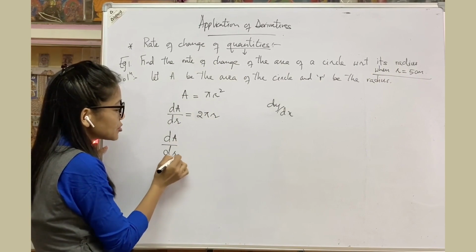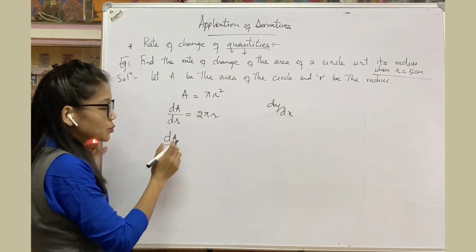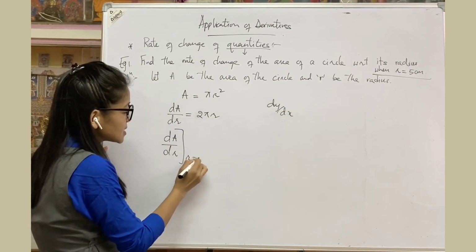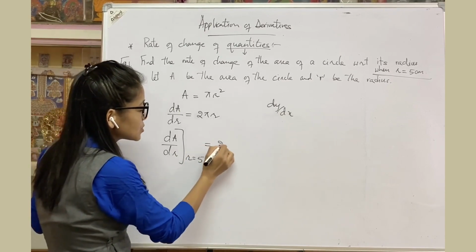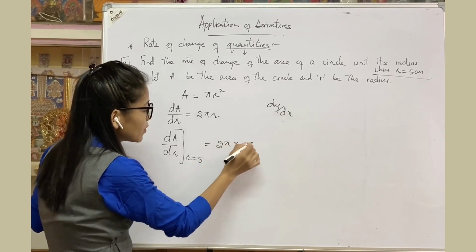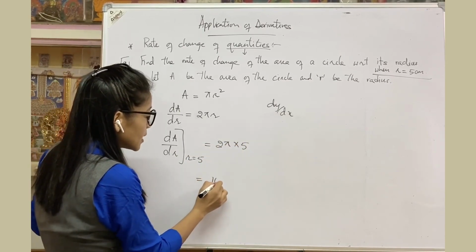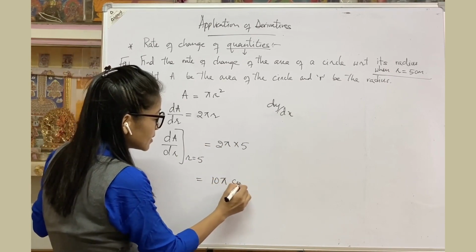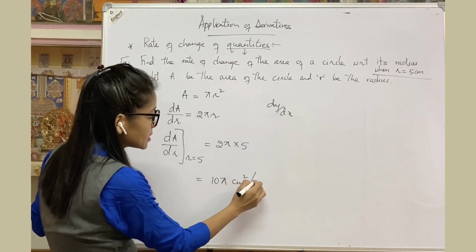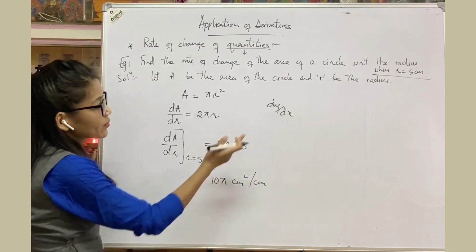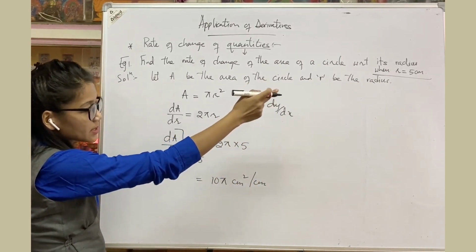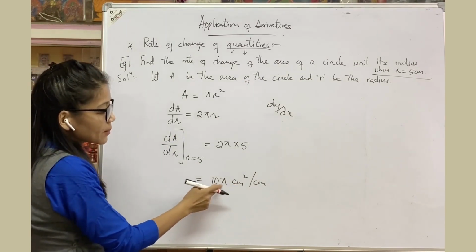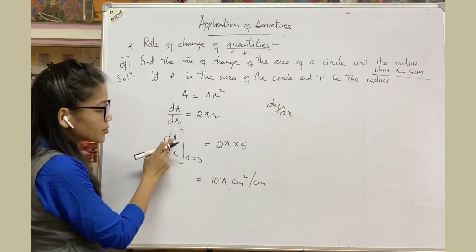So the rate of change of area with respect to its radius when r is equal to 5 is equal to 2 pi into 5, so that is equal to 10 pi, 10 pi centimeter square per centimeter, right? The unit of radius is centimeter, so therefore the rate of change of area is 10 pi centimeter square.